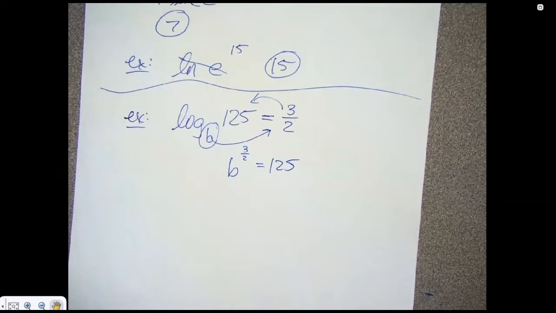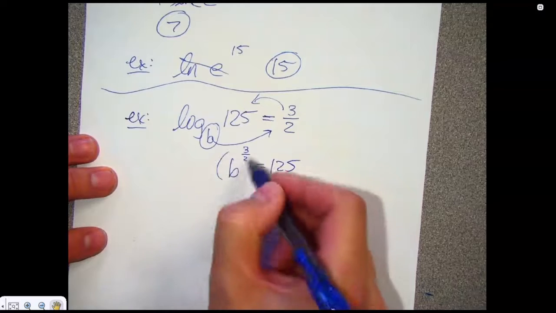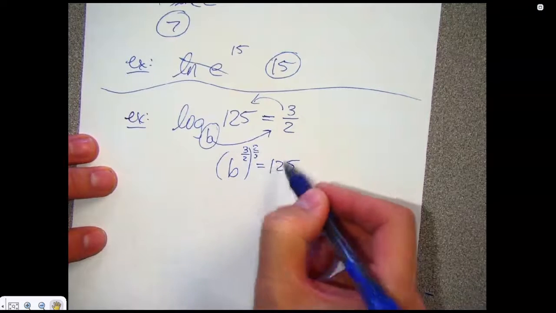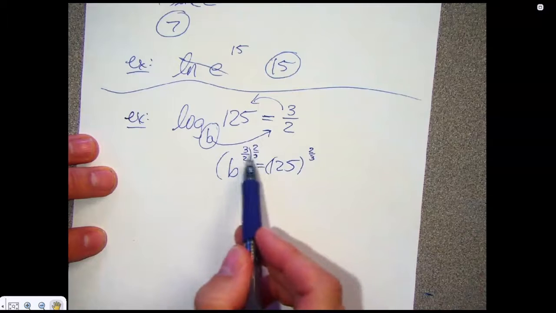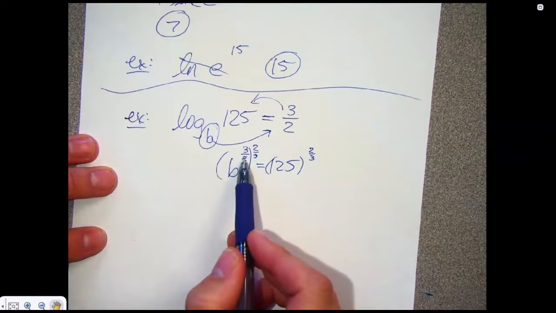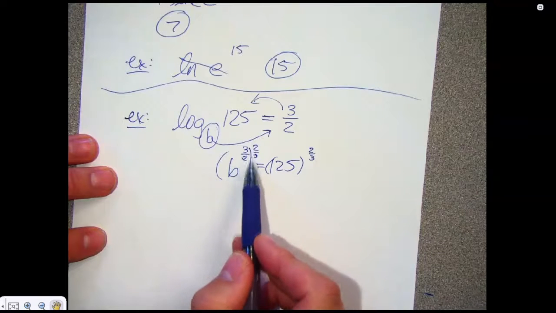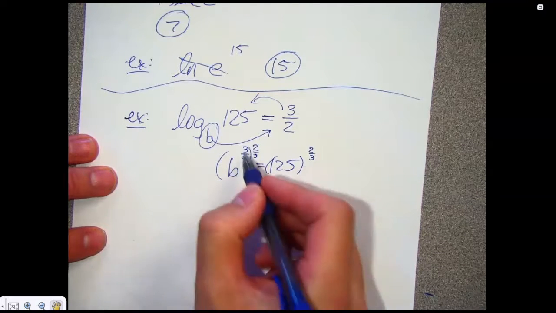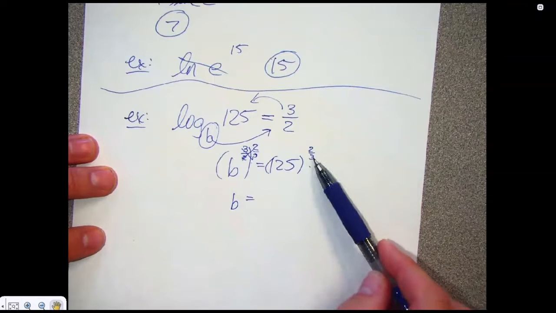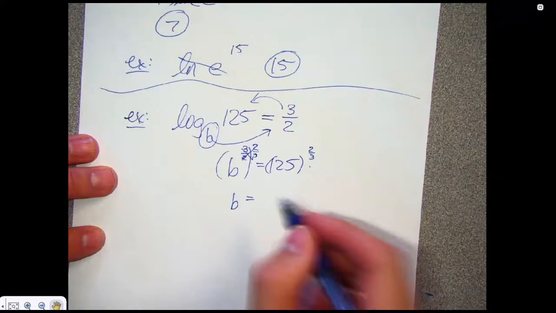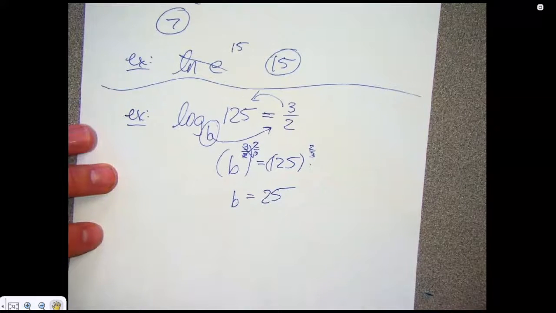And then how do you get rid of powers? Raise to the reciprocal power. So I'm going to raise both sides to the 2/3. Power to a power, what do you do? Multiply, and what's 2/3 times 3 halves? It's 1, that's the whole reason we did that, so this is just b. And then, what's the third root of 125? 5 squared, 25.